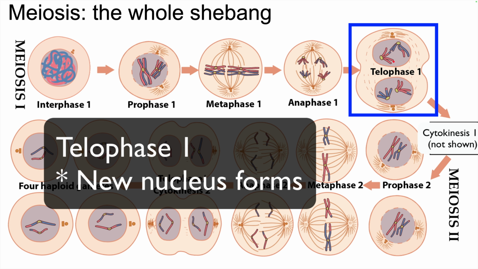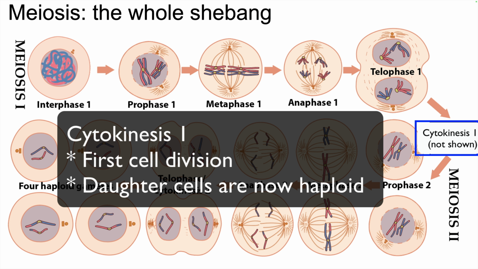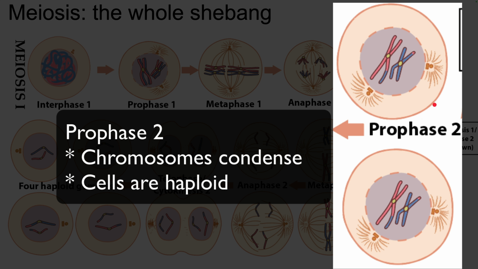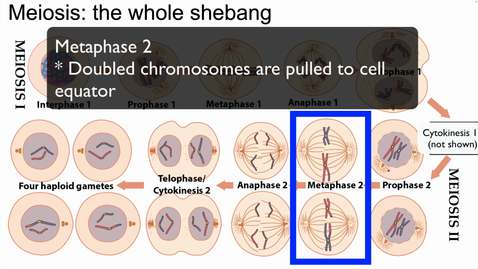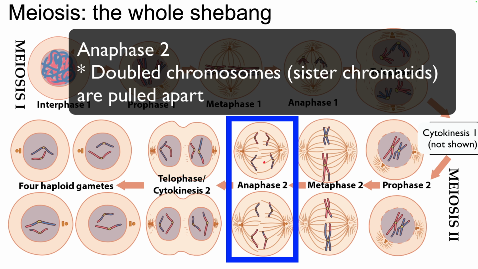During telophase 1, a new nucleus forms. There's a cytokinesis 1 that's not shown in this diagram. That moves us to prophase 2, where the chromosomes once again condense. Note that whereas there were 4 chromosomes in prophase 1, there are only 2 in this cell in prophase 2. We've gone from diploid over here to haploid over here. That's one of the main transitions that occurs in meiosis 1. During meiosis 2, during metaphase, the doubled chromosomes get pulled to the cell equator and then they get pulled apart during anaphase 2.